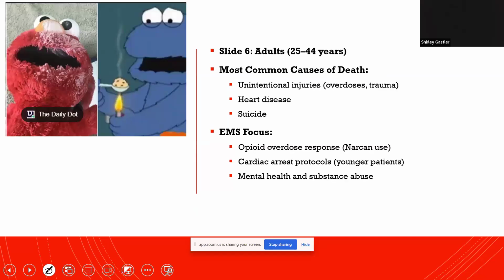Once we move into the 25 to 44-year-old range, again, unintentional injuries, motor vehicle accidents is still pretty high. This is where the genetics start to come in. The heart disease, suicides is still a part of it. Certainly, remember using your Narcan when you think that's a piece of the puzzle, and then mental health and substance abuse is certainly an important piece of the puzzle for these folks.